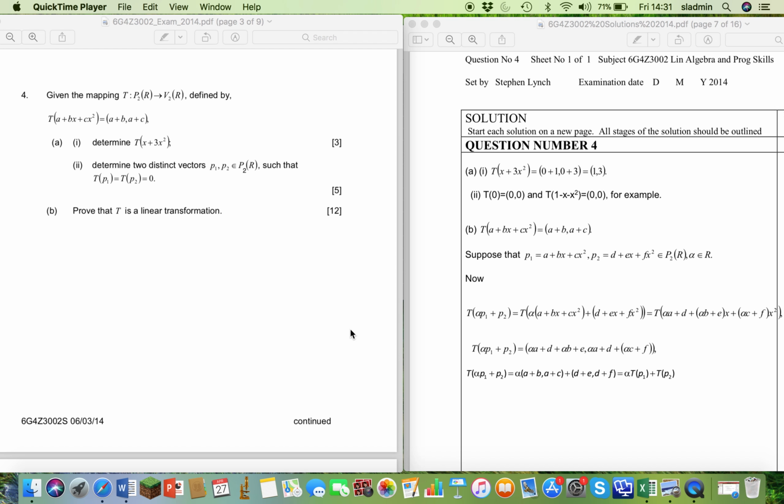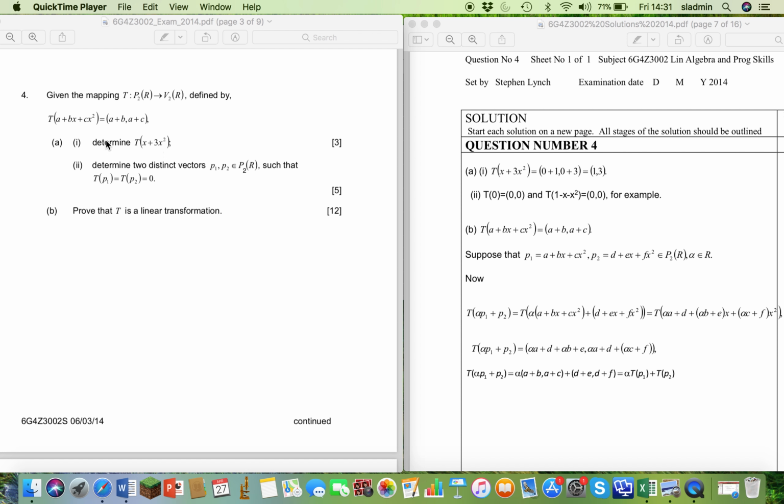This is the solution to the exam for 2014 question number 4. So this is to do with linear transformations from polynomials of degree 2 to a vector space of two-dimensional vectors, where the mapping is given by T of a plus bx plus cx squared is equal to a plus b and a plus c. So part A, we need to determine T of x plus 3x squared.